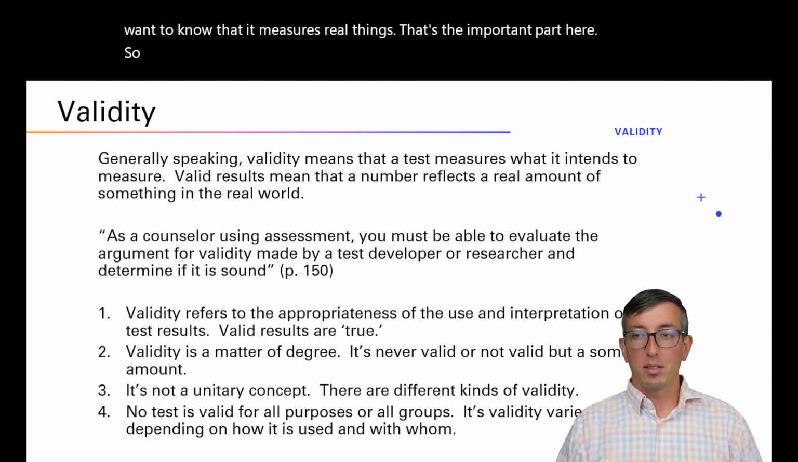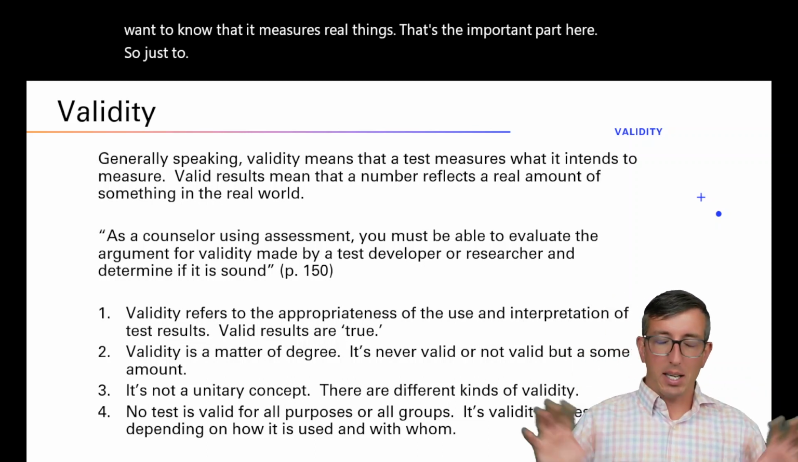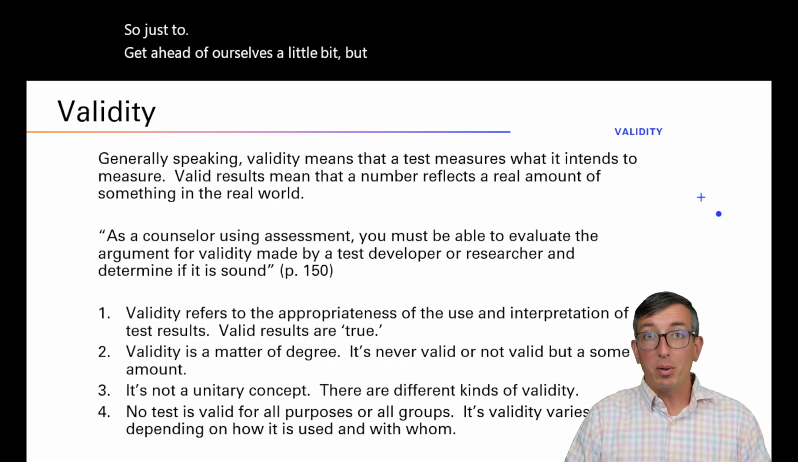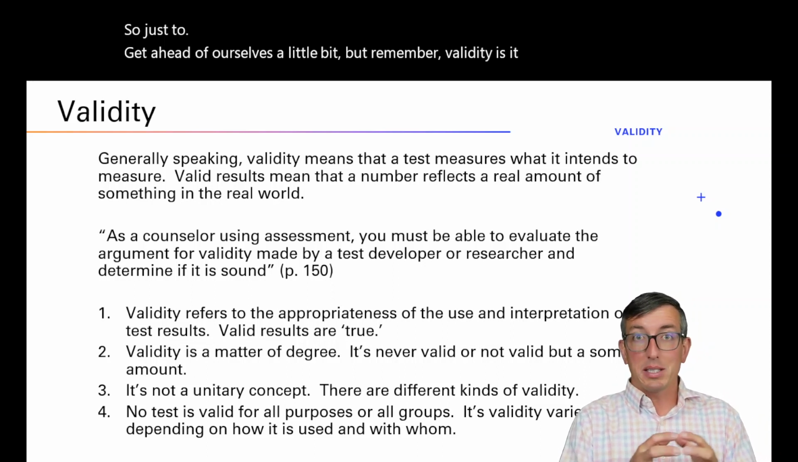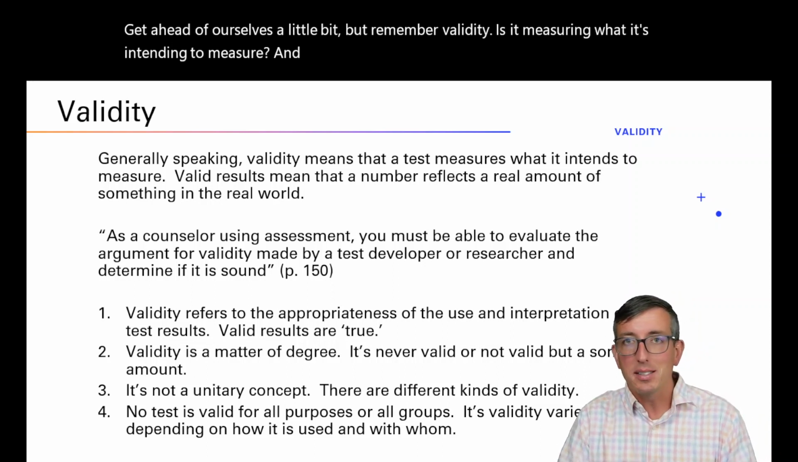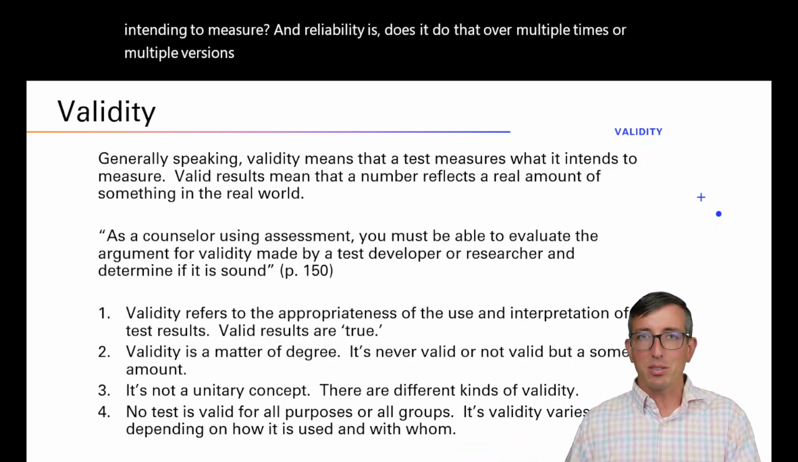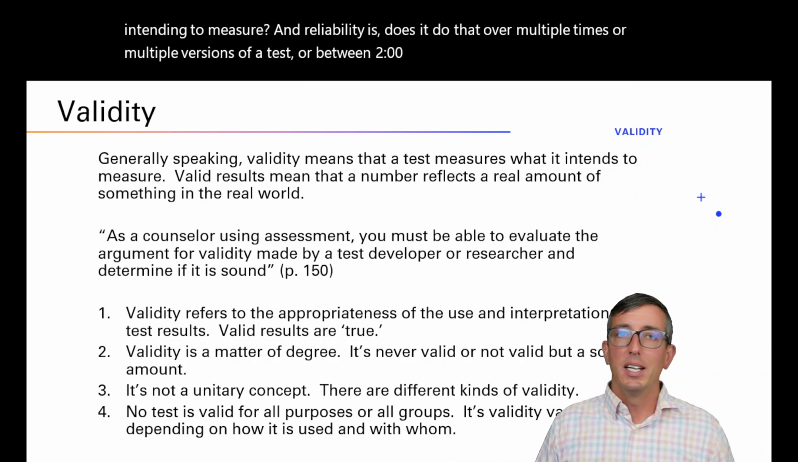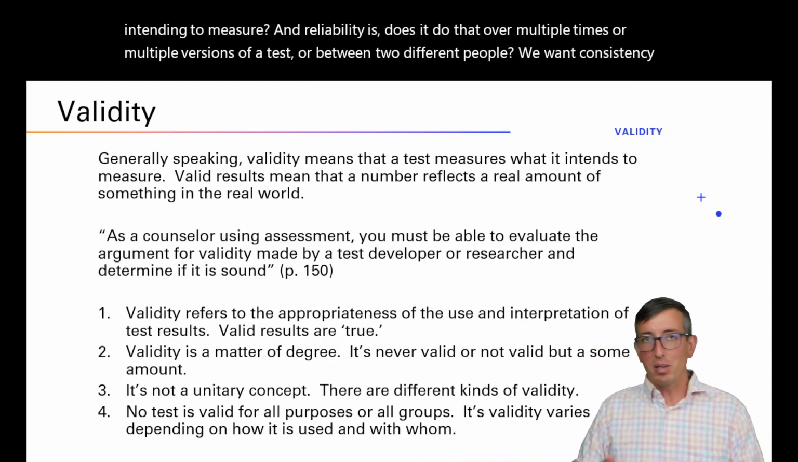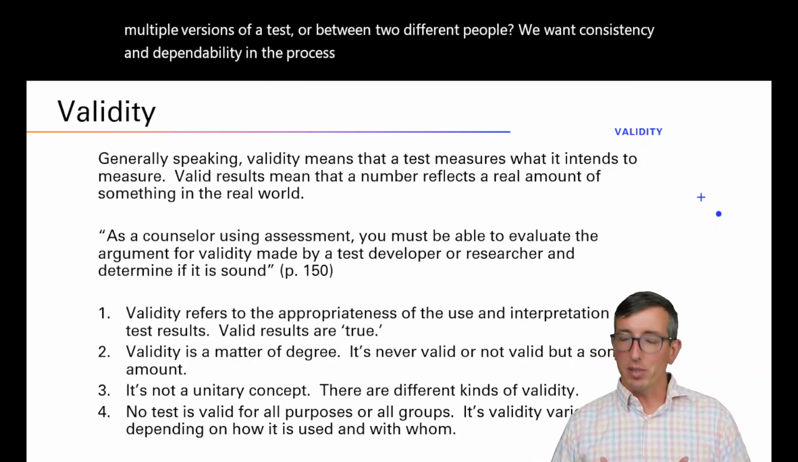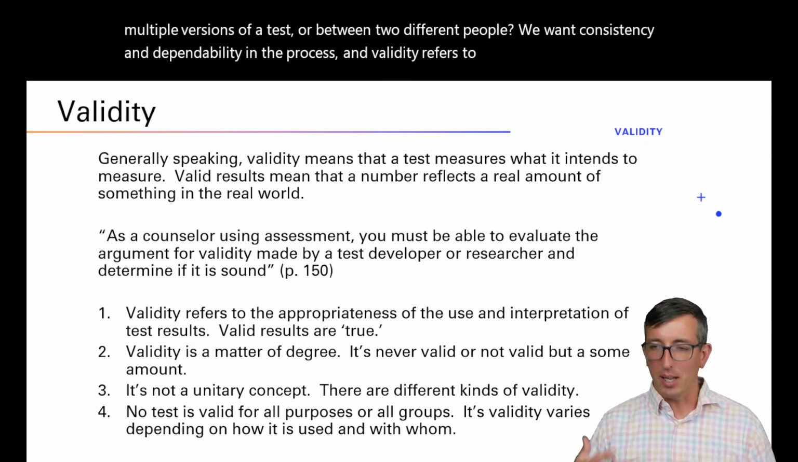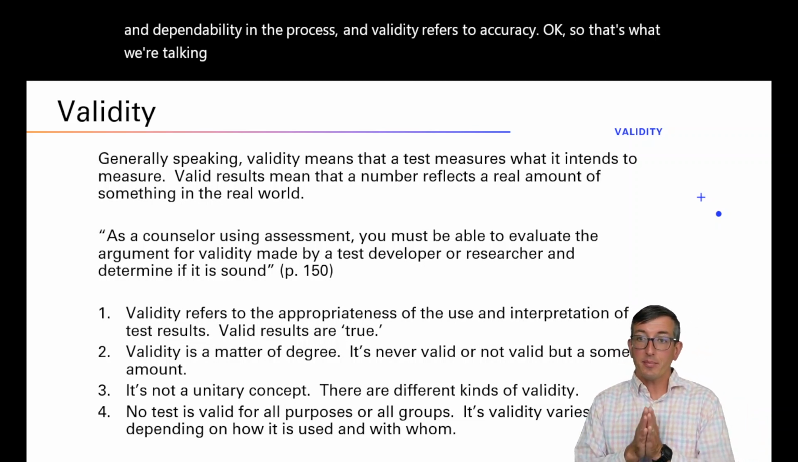Just to get ahead of ourselves a little bit, remember, validity is: is it measuring what it's intended to measure? And reliability is: does it do that over multiple times, or multiple versions of a test, or between two different people? We want consistency and dependability in the process, and validity refers to accuracy, okay? So that's what we're talking about here.